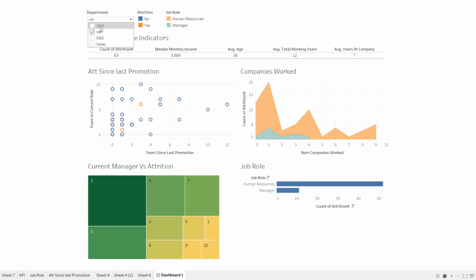Now, for HR, the level of attrition is 63. The median salary is almost $4,000. The average age is 38. The total working years is approximately 12 years, and the years with the company come around 7 years. So it shows you an average or snapshot of a particular department.